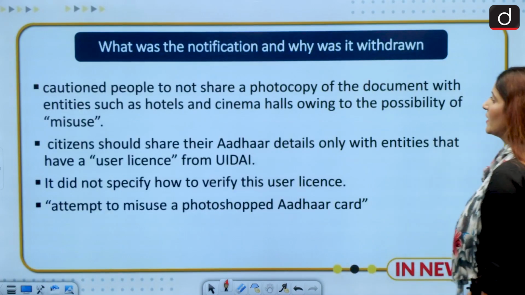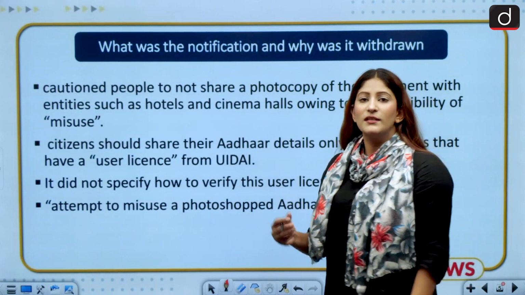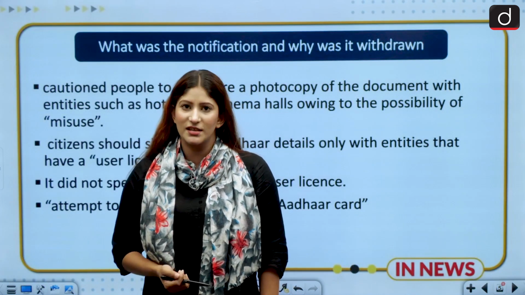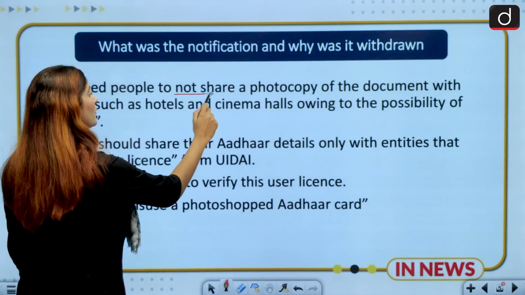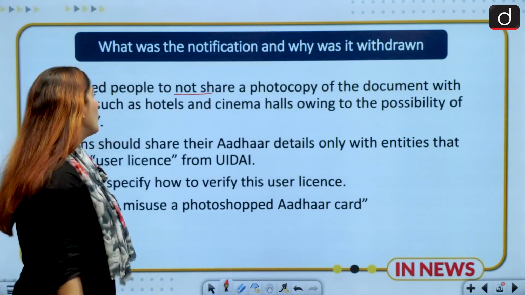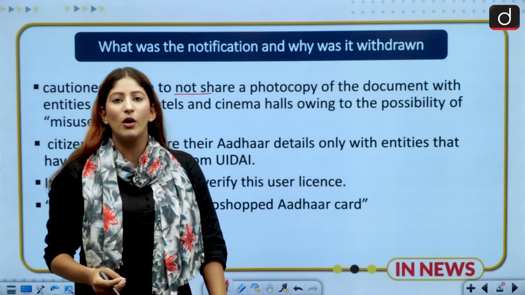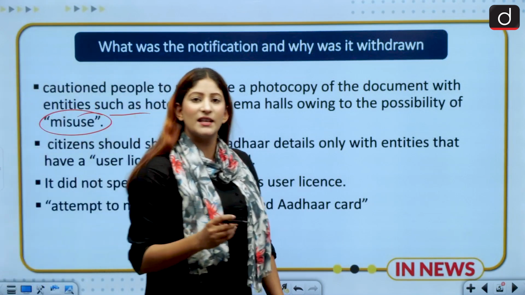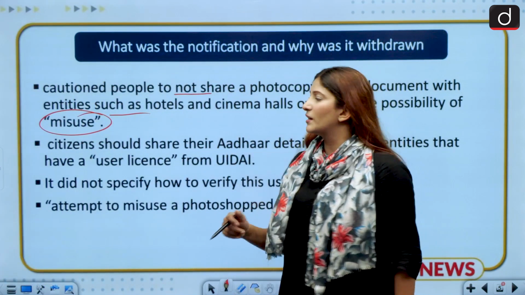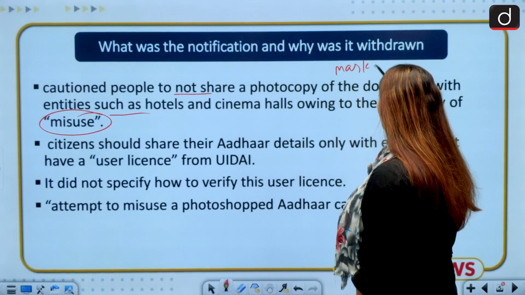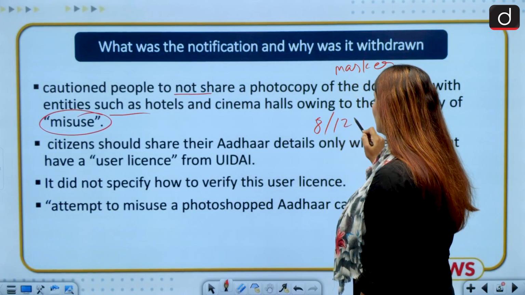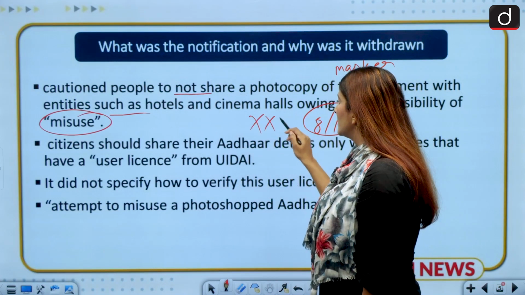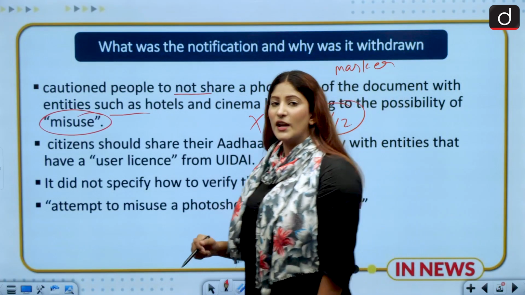So first of all, let us try to talk about the notification. The general notification had actually cautioned the population of India, that is the general citizenry of India, to not share a photocopy of the document, that is Aadhaar, with entities such as hotels, cinema halls and others, just because there is a probability or possibility of misuse. It said that you should rather use a masked Aadhaar. Masked means a veil should be kept over the first 8 out of the 12 digits of the Aadhaar number, which should be replaced with the alphabet X. So this was the notification.